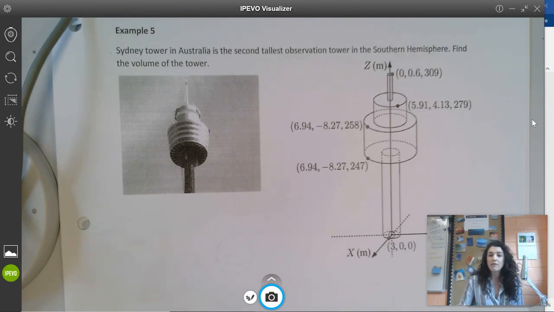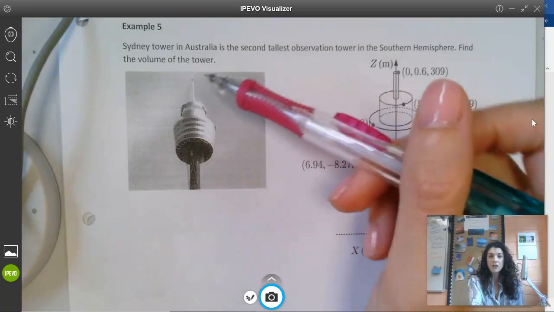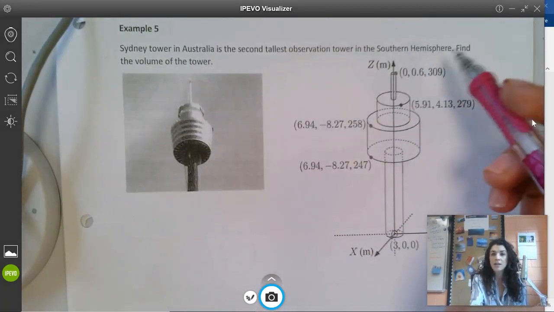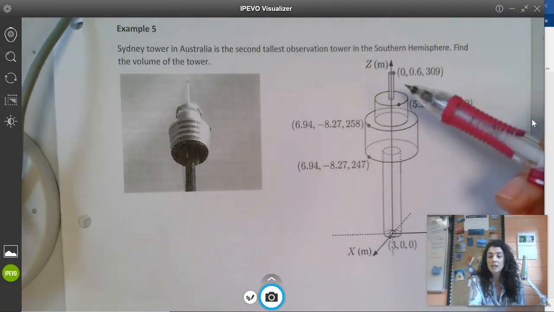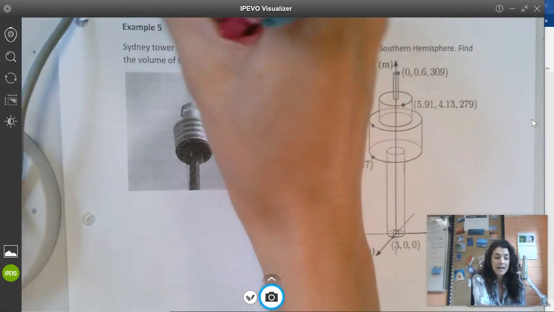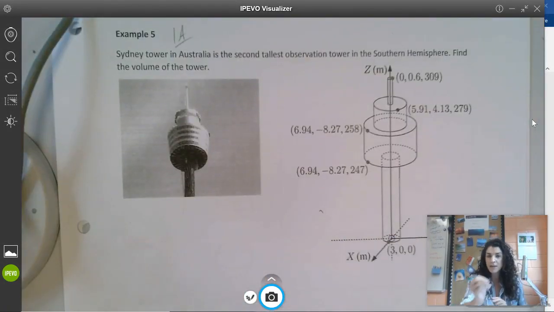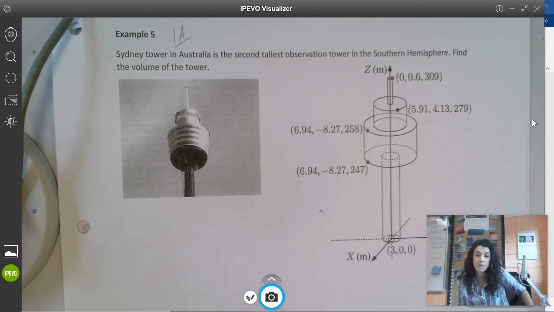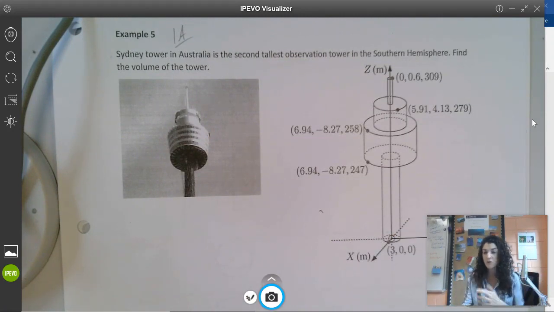And so notice that we've been given a lot of information about the Sydney, Australia, which is the second tallest observation tower in the Southern Hemisphere. And we're going to find the volume of this tower. This would be a classic IA prompt of like, okay, you have something that you're interested in finding more out about. And so if you wanted to find out the volume of this thing to be able to break down a structure into mathematical concepts and calculate things with it, that would be an interesting geometry focused IA.